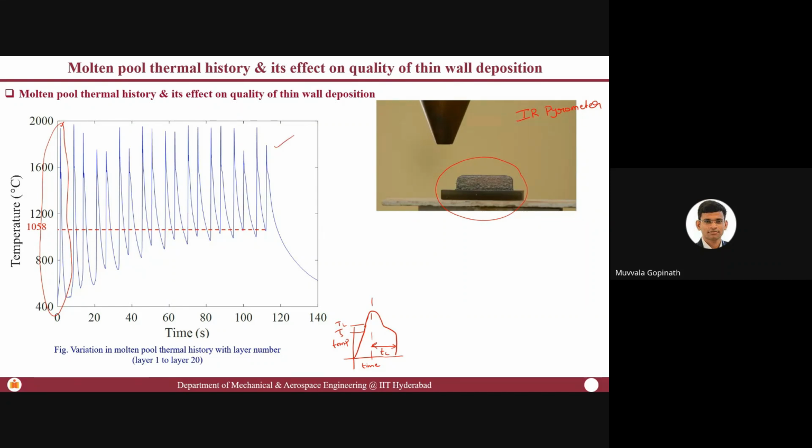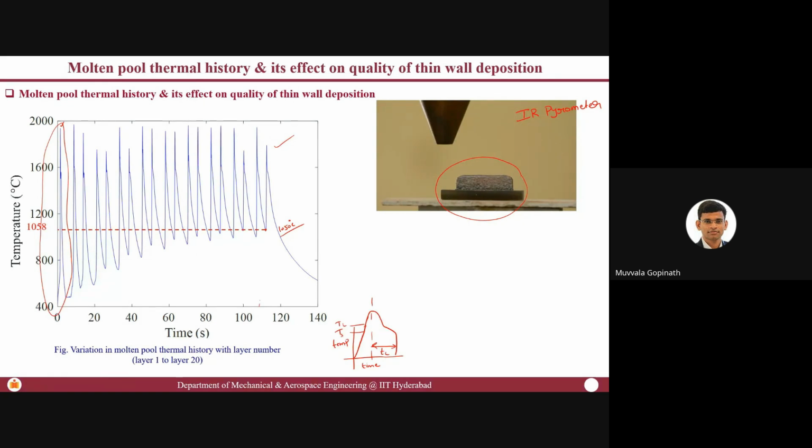Now, after let us say the 20th layer, the temperature is no more dropping to the minimum detectable temperature of the pyrometer, because before the next layer is being deposited, the temperature of your previously deposited layer is still at 1050. So it is pretty hot, and the next layer is coming on. This is something which is problematic, especially in the DED process.